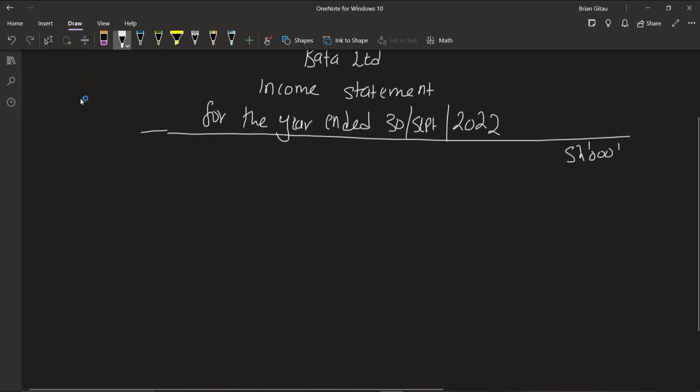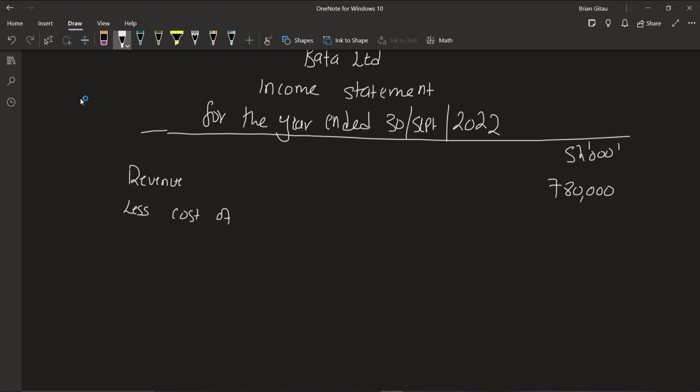We start with the revenue. We are given the revenue as 780,000 from our trial balance. Now we go ahead and get the cost of sales. We less cost of sales. Now cost of sales has a few workings, and let's do the workings.